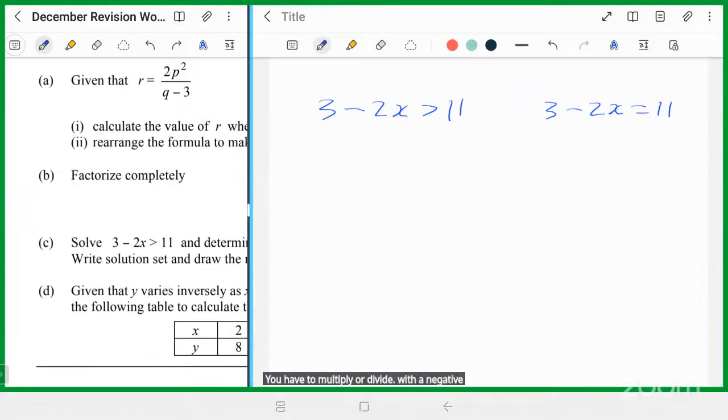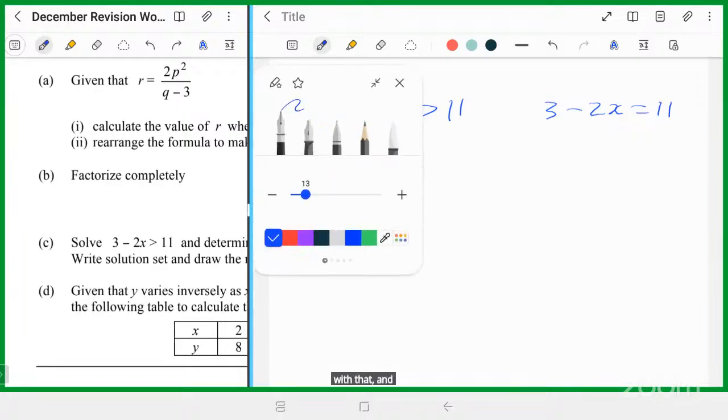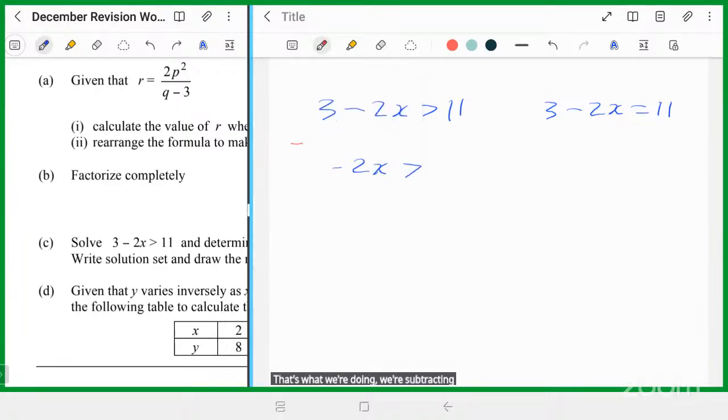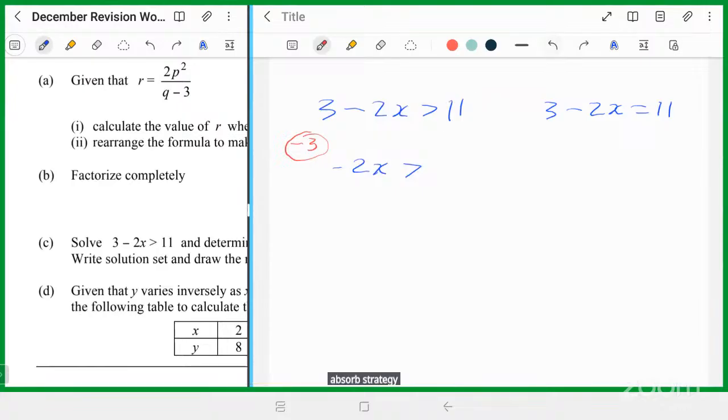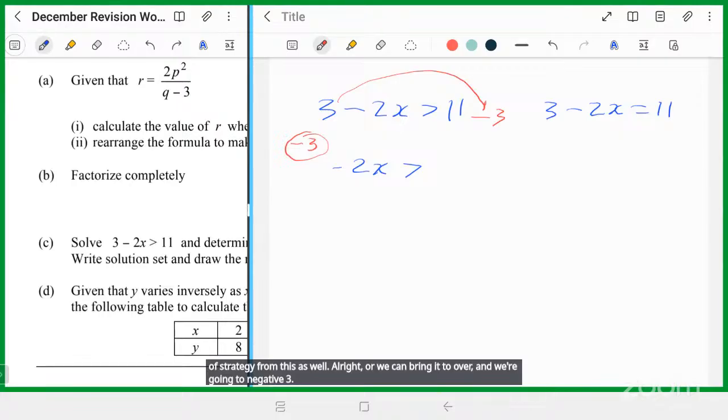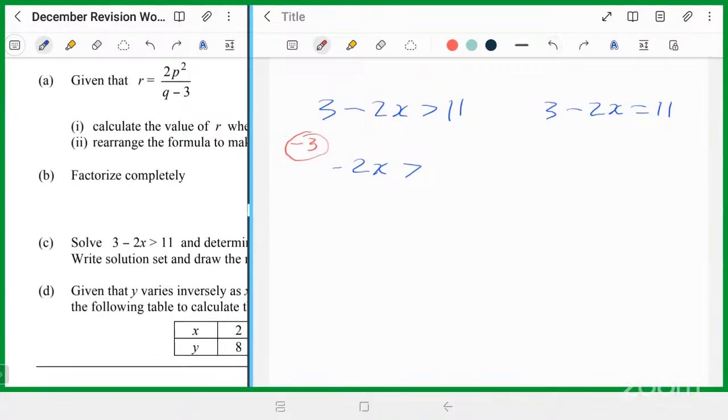So that will transpose everything away from this x. First we're going to move this 3. We're going to have the minus 2x left, minus 2x greater than, and I was subtracting 3. That's what we're doing first. So we're subtracting 3 to get rid of this. We'll subtract 3 from this side as well. Or we can say bring it over and it becomes a negative 3. 11 minus 3 is 8. And if you want to look at it, this is now 8.